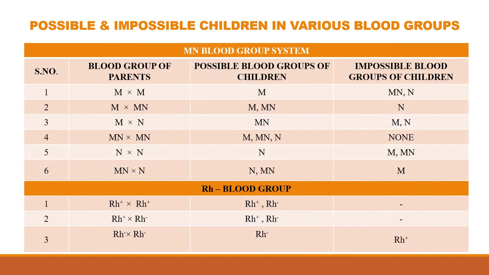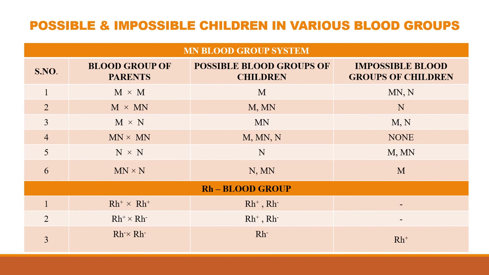The second column is the same, the possible and impossible children in various blood groups, that is the MN blood group and the RS blood group system. In the first, you see the blood groups of the parents. If they are both M, as in serial number 1, the possible blood group of children is M, and the impossible are MN and N. And in the last, serial number 6, one parent has MN and the other has N group. Here the possible blood groups for the children are N and MN, and the impossible is M.